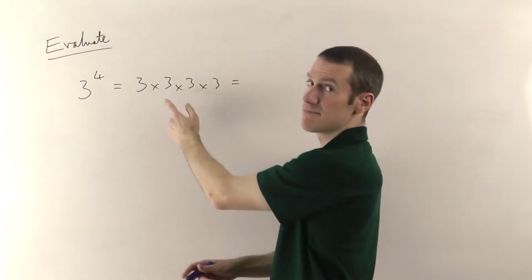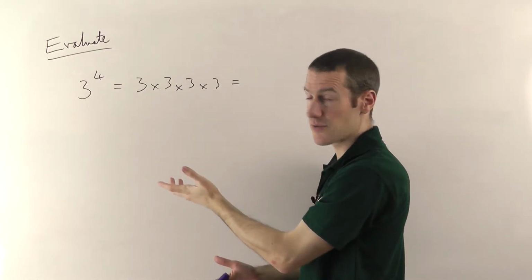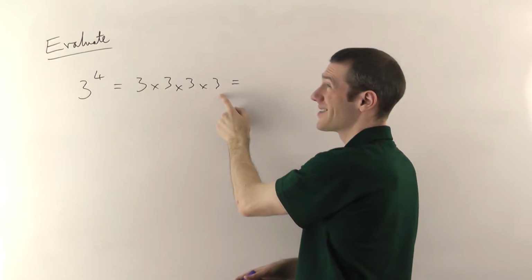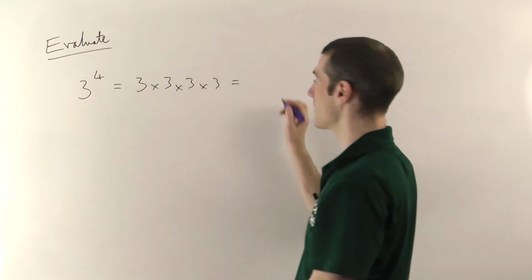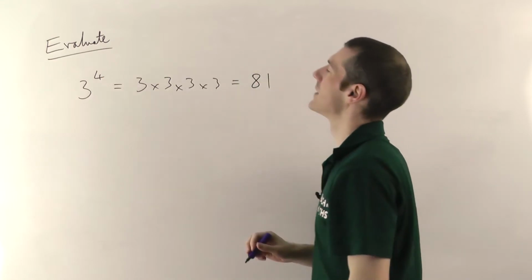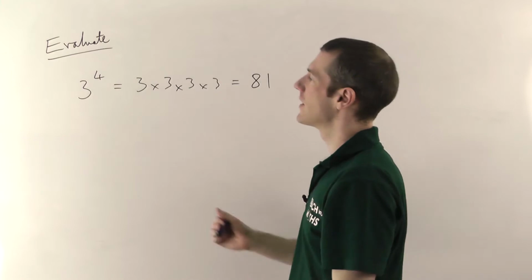Well, 3 times 3 is 9. Times that by another 3, 27. Yeah, 3 9s are 27. Times that by another 3, 3 times 27 is 81, I think. So if you evaluate 3 to the power 4, it's 81. Let's try another one.